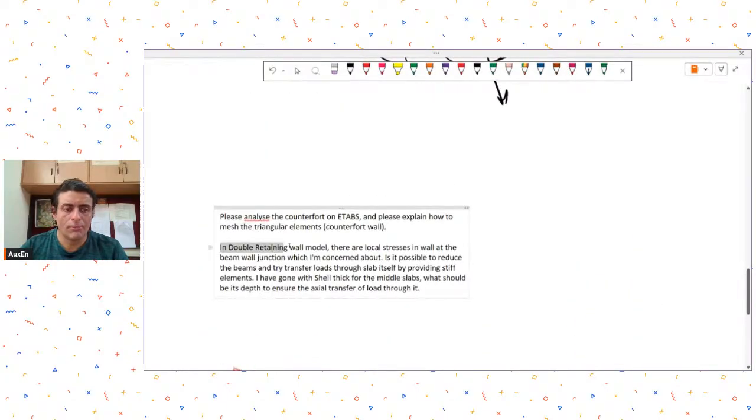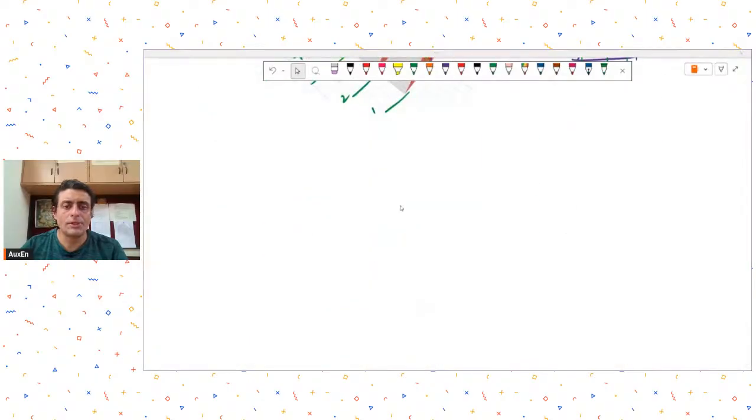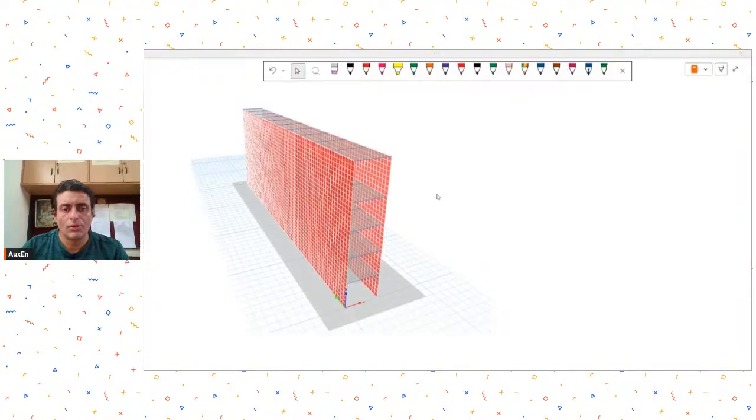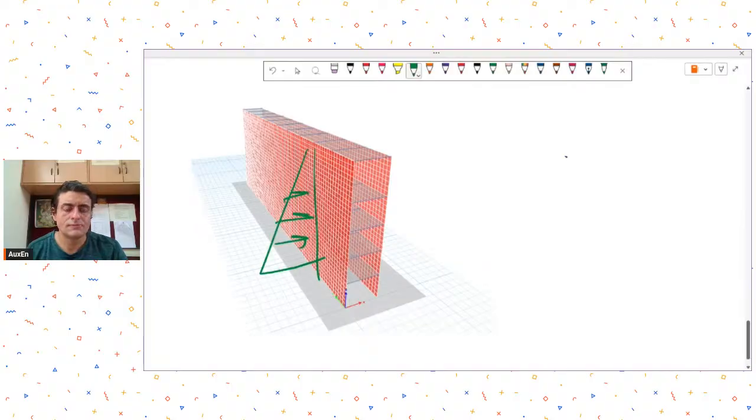Then he had another query on a double retaining wall. He shared one more ETABS model, and it was a sort of double wall. I was not sure why this double wall has been made. What is the purpose of having this double wall? The retaining pressures have been applied on this wall. So the back wall, I am not sure what is the purpose of making it.